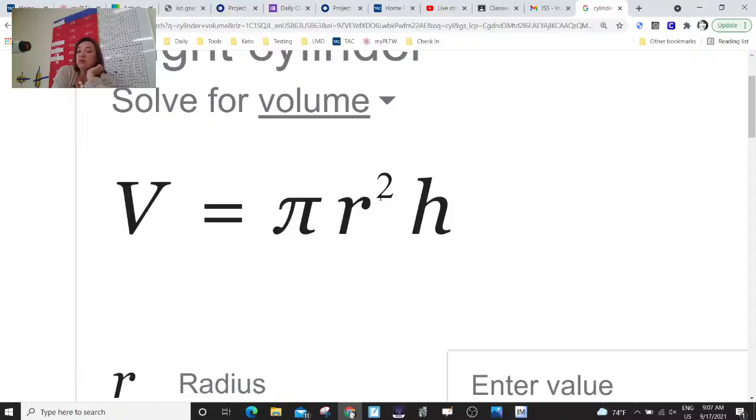And it actually is real simple. It's just the area of the circle times the height of the cylinder. That's all it is. So what you're doing is you take the area of the circle and then you're stacking that area on top of itself over and over to make that tall cylinder. So if you multiply the area of the circle times the height, you get the cylinder's volume.